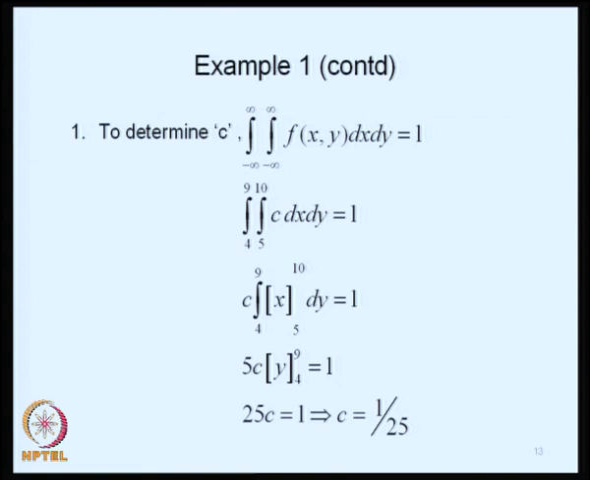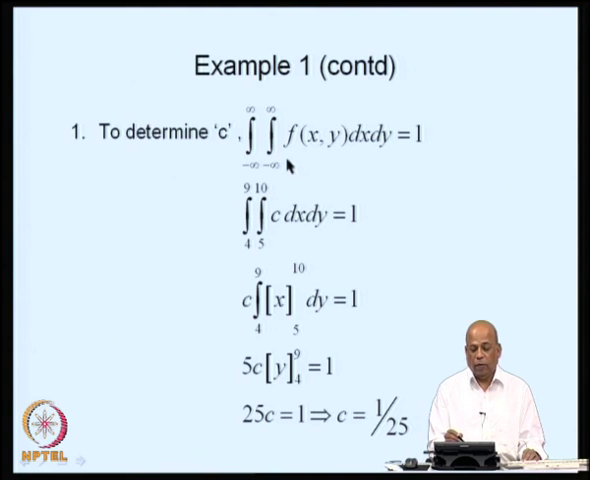So, first to determine C, we use the definition of the joint PDF. The volume under the joint PDF over the entire region must be equal to 1. So, x varies from 5 to 10 and y varies from 4 to 9, and your PDF is C, a constant, dx dy. This should be equal to 1.